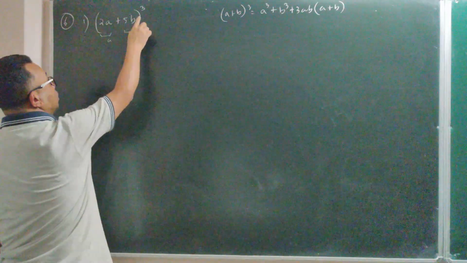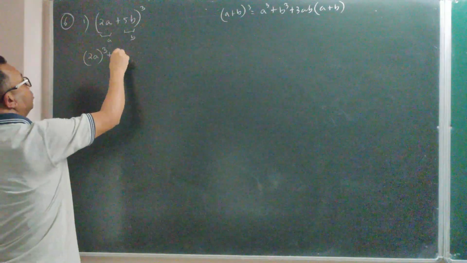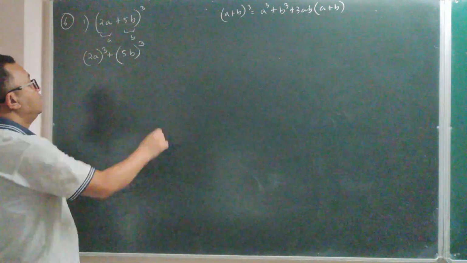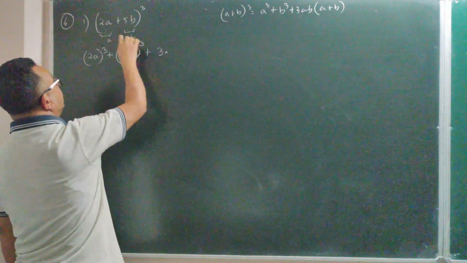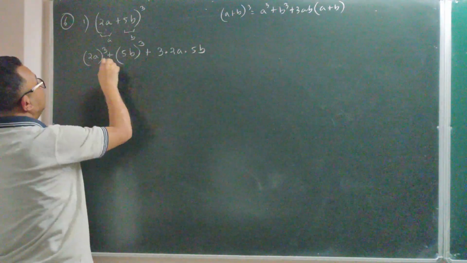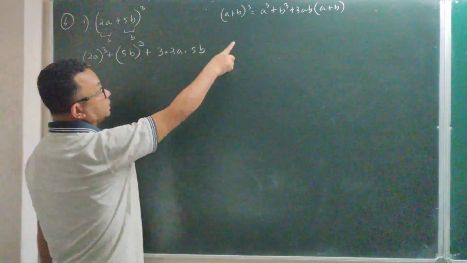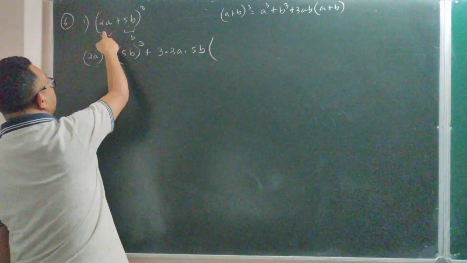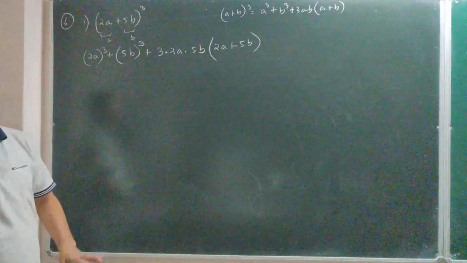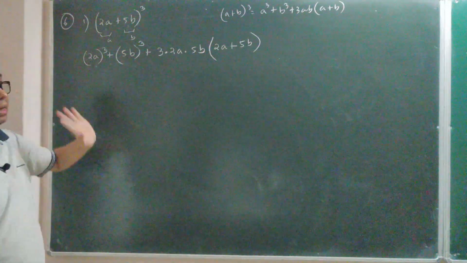So a plus b whole cube is a cube plus b cube, where our a is 2a, so a cube, and our b is 5b, so b cube. Then plus 3ab, 3 into a, our a is 2a and our b is 5b. Keep a watch on the formula there: a cube plus b cube plus 3ab inside the bracket a plus b, and our a plus b is 2a plus 5b. Don't keep the answer like this because we don't need brackets now, since expansion means it should be without brackets. So this bracket you have to remove, even these two brackets you have to remove.